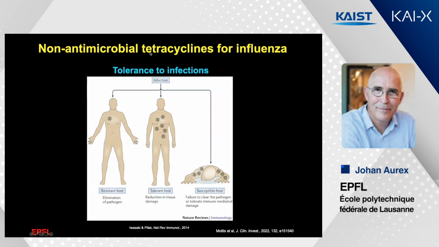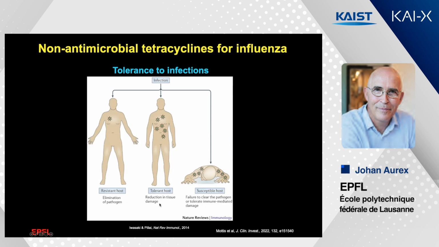And we tried to use non-antimicrobial tetracyclines for influenza. But let me explain you a little bit about infection. There's three ways how we deal with it. Either we don't deal with it and we die. We fail to clear the pathogen or tolerate the immune-mediated damage. We're mostly familiar about resistance. We eliminate the pathogen. That's what you do when you take an anti-influenza drug. You eliminate the virus. But what's less studied is you can also make the host more tolerant, which reduces tissue damage.